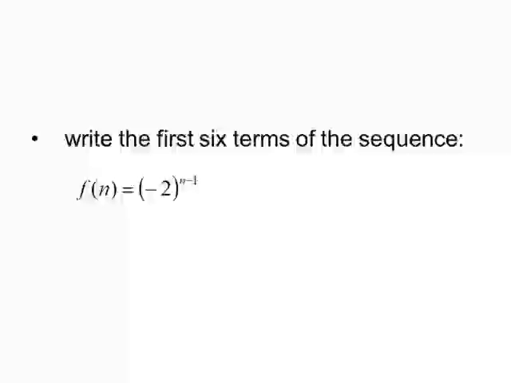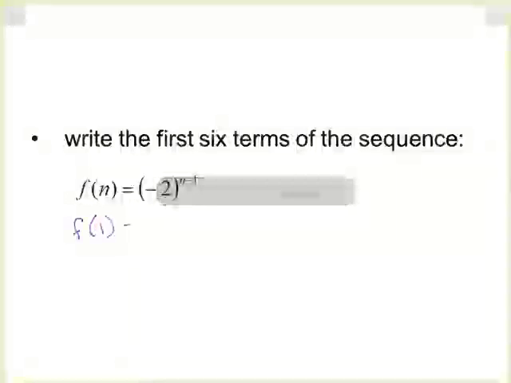The second question asks for the same thing, the first 6 terms, but the notation is different. It uses the f, the function notation. You find the answers in the same way. You begin by plugging in 1. Plugging in a 1 for n gives an exponent of 1 minus 1, or 0. Negative 2 to the 0 power is 1. Anything to the 0 power is 1.